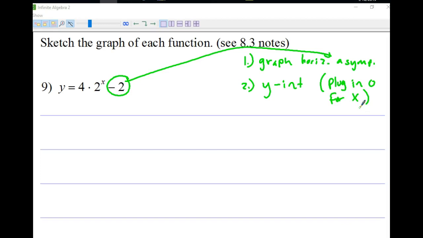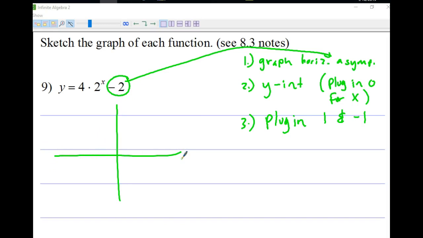That gives us 1 point. And then after that, we're going to plug in any other point you want, really. Let's just do 2 points. We'll plug in 1 and negative 1. We're going to pick one number to the right of 0 and one number to the left. And that should be kind of sufficient to give us our shape of our graph and connect the dots. So first of all, we're going to plot our horizontal asymptotes at negative 2. So I'm going to go down 2, and I'm going to put a little dotted line. There's my horizontal asymptote. Step 1's done.